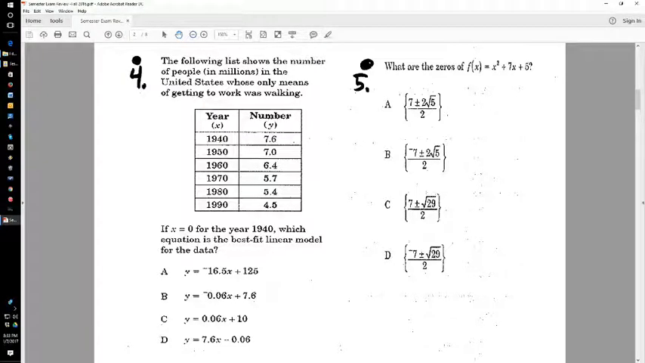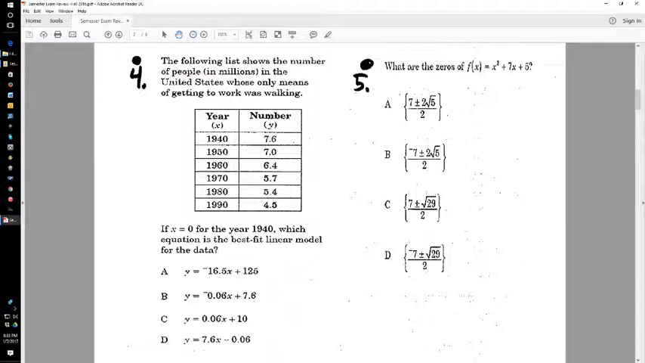Number 4. This is a linear problem, but it says the following list shows the number of people in millions in the United States whose means of getting to work was walking. So these are people that go to work by walking. If X is 0 for the year 1940, which equation is the best fit linear model for the data? Basically what they're asking is, which of these 4 equations, right here, best fits this chart?